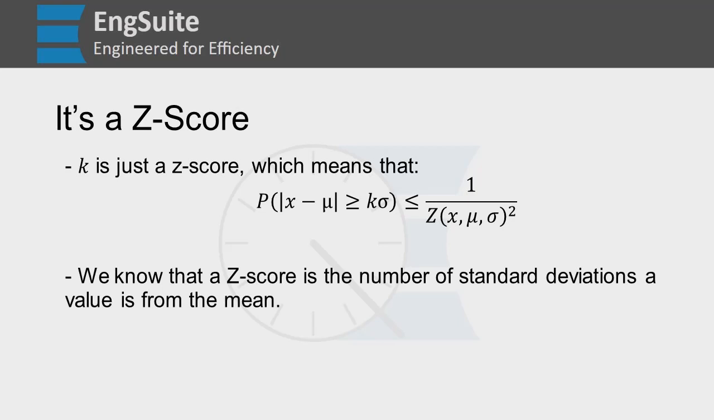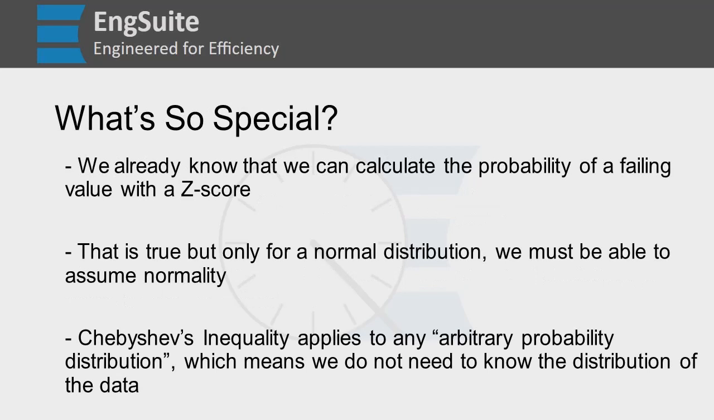So we know that a z-score is the number of standard deviations that a value is from the mean. But what's so special? We already know that we can calculate the probability of a failing value with a z-score. And that's true, but that's only for a normal distribution. So we have to be able to assume normality. And this is where Chebyshev's inequality really comes in, because Chebyshev's inequality applies to any arbitrary probability distribution. That means we don't need to know the distribution of the data. That's what's cool about Chebyshev's inequality. He's literally saying that for any arbitrary distribution, the maximum probability that x will be more than k standard deviations away from the mean is 1 over k squared.